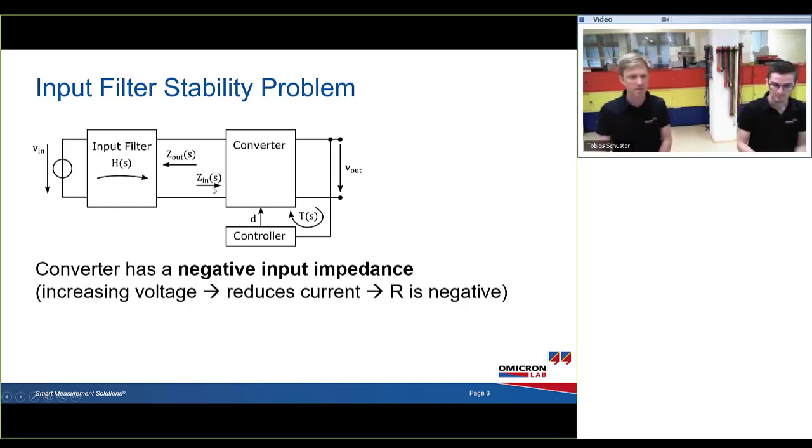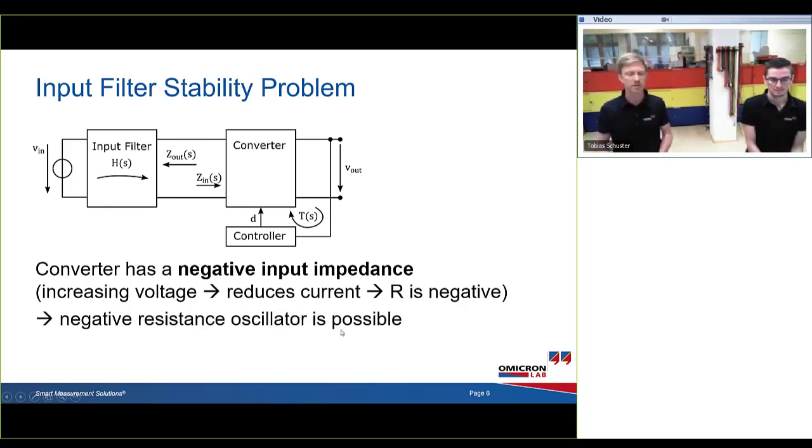If you have an input filter connected to the system that has some finite output impedance, and you have a negative input impedance, then you can create a negative resistance oscillator. This principle is used to create oscillators, but in this case we don't want an oscillator, since the idea of that system is not to create oscillation. The idea is to have a DC conversion. So we don't want the negative resistance oscillation, and that's why we need to look at the input filter and design it properly such that this case does not happen.